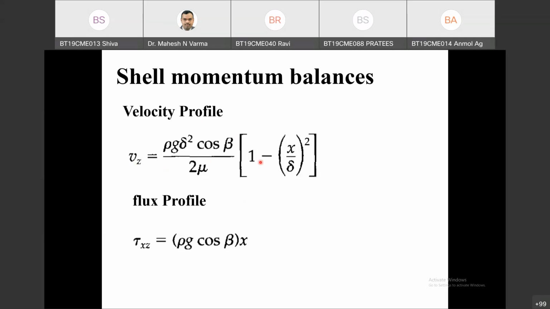Now, what is your expectation? How will the velocity profile be? Roll number 29, Vedant.